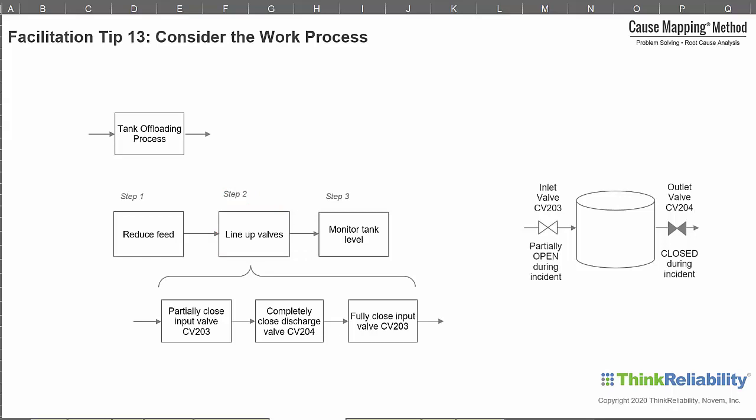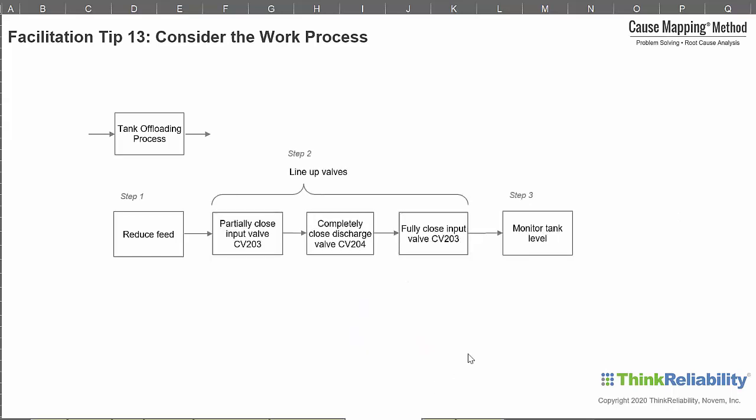And looking at it in hindsight, the operators are able to provide all of the steps that are required to successfully offload this tank. So instead of just line up the valves, they go into detail about how they actually have to partially close the inlet valve CV203, then completely close the discharge valve CV204, and then go back and fully close the input valve CV203. And that last step is what they failed to do in this specific incident.